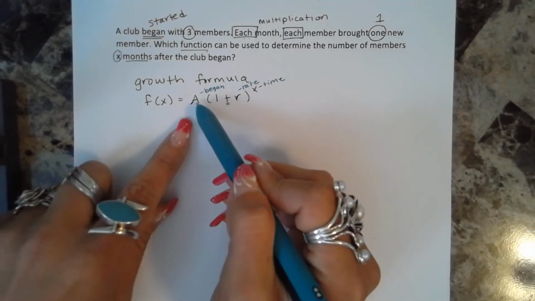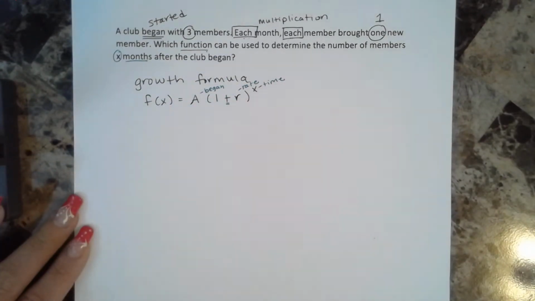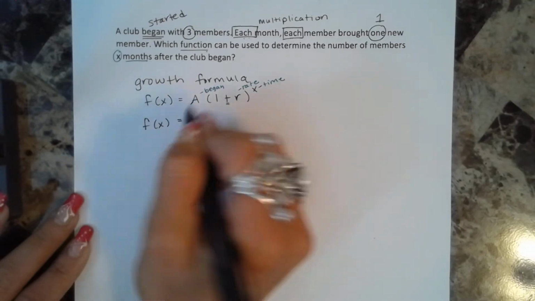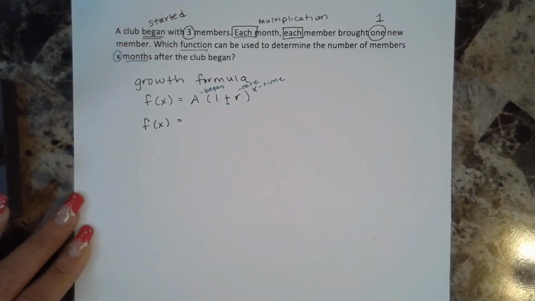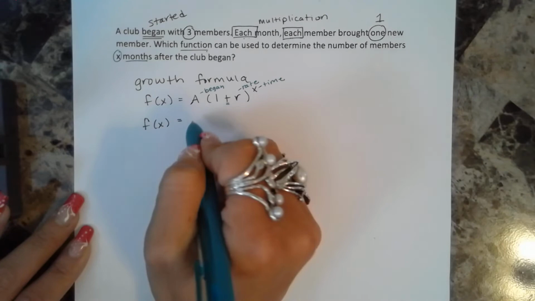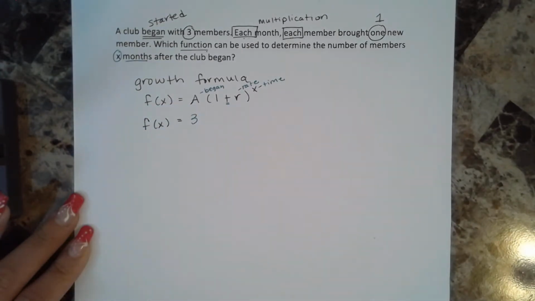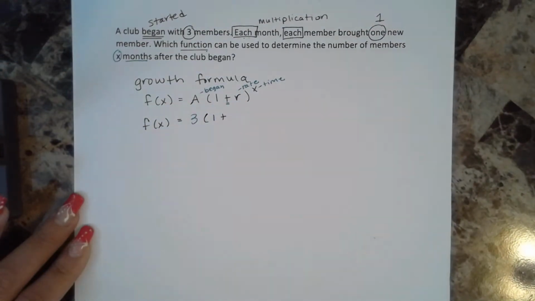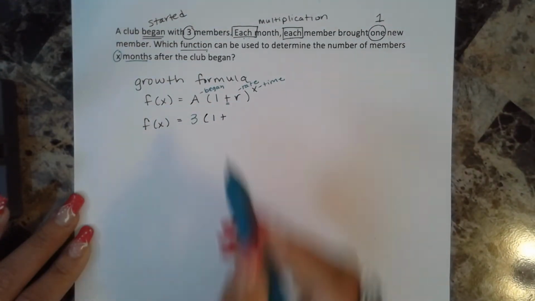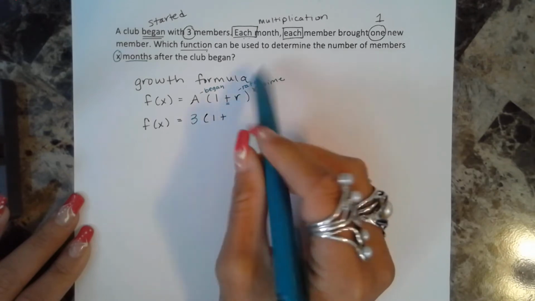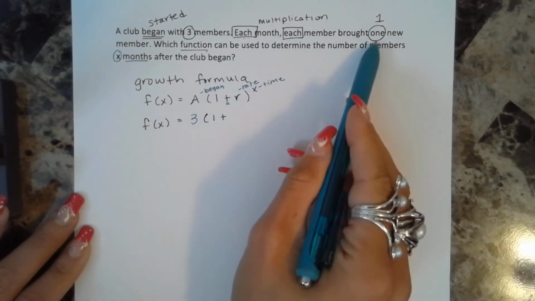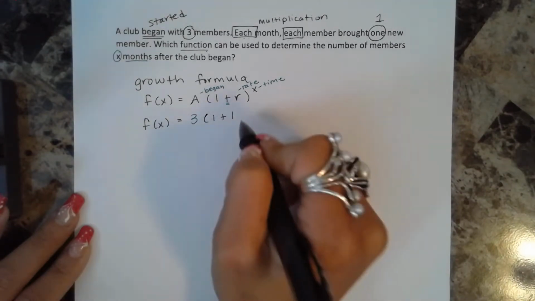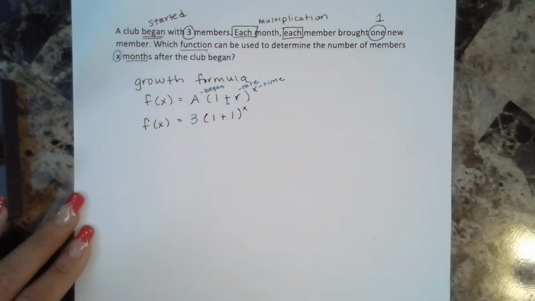So where did we begin? If we start rewriting our formula and filling it in, f of x equals, where do we begin? With how many members? 3 members. And then we write our 1 plus, because that's always just the growth formula. What's our rate? How many members were each of them bringing? 1. And then we fill the rest in.